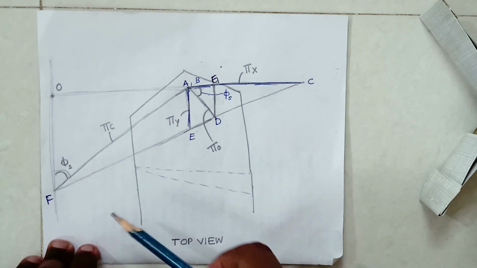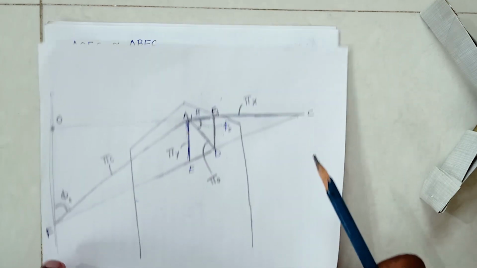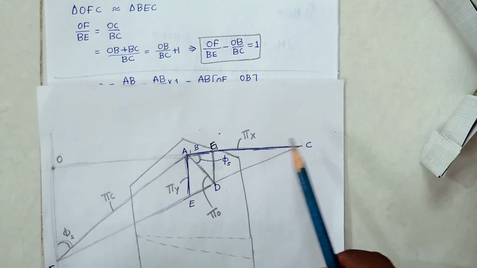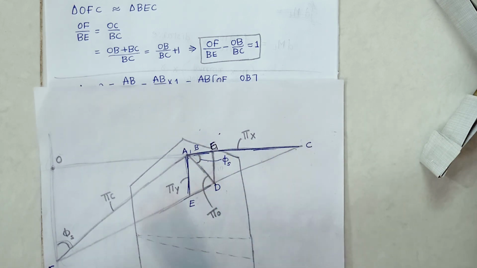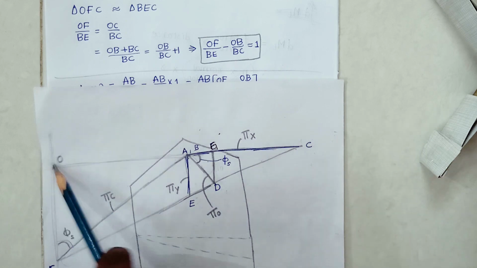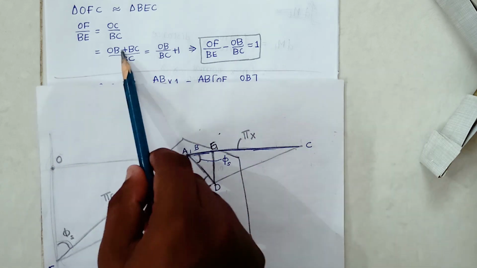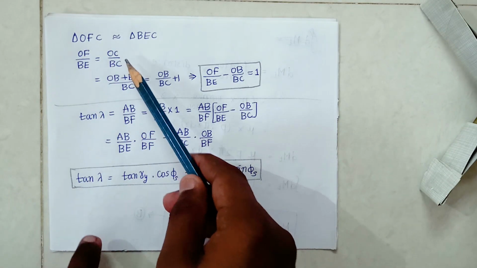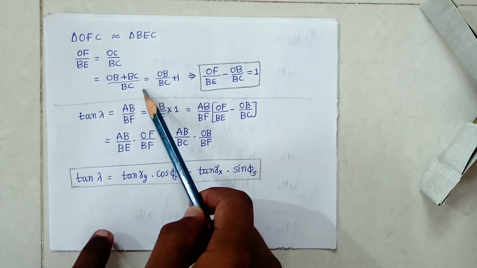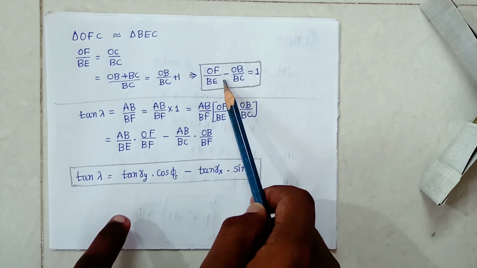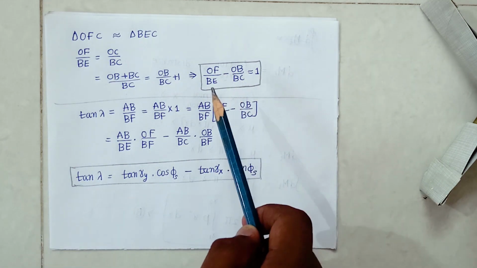Okay. Now from this figure I can tell triangle OFC is similar to triangle BEC. So I can write OF by BE is equal to OC by BC. Now OC is nothing but OB plus BC, right? So I am going to write the same here. OC by BC is equal to OB plus BC by BC, which gives me OB by BC plus 1. Now I can write OF by BE minus OB by BC is equal to 1.